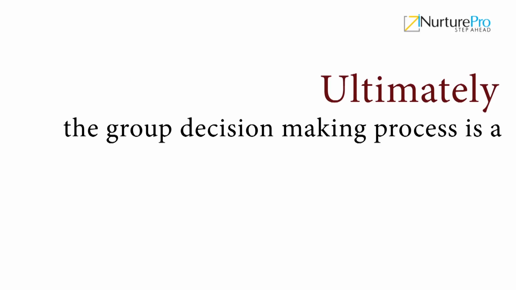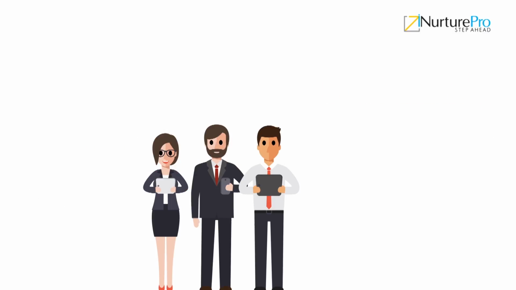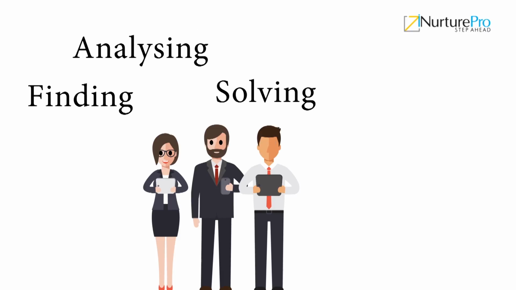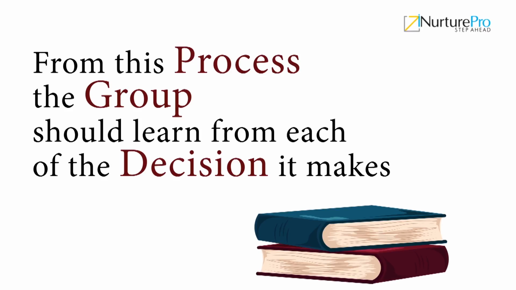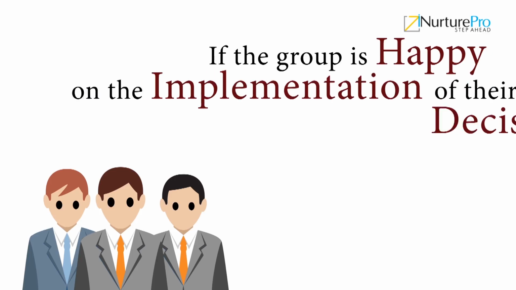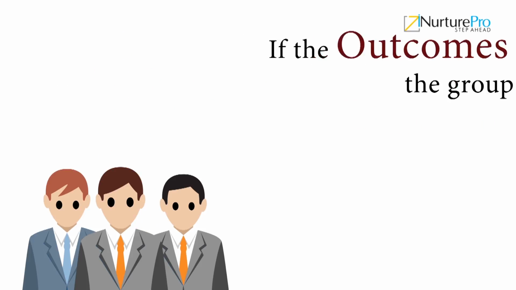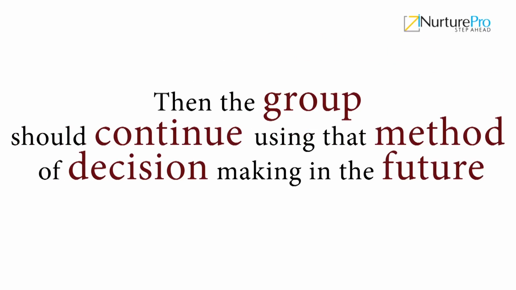Ultimately, the group decision-making process is a participatory process that is done by different individuals in finding, analyzing, and solving a particular task or problem. From this process, the group should learn from each of the decisions it makes. If the group is happy with the implementation of the decision, and if the outcomes move the group closer to a state it desires, then the group should continue using that method of decision making in the future.